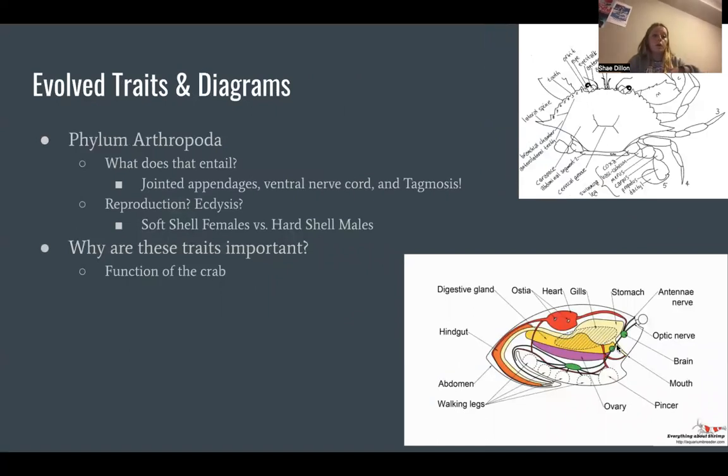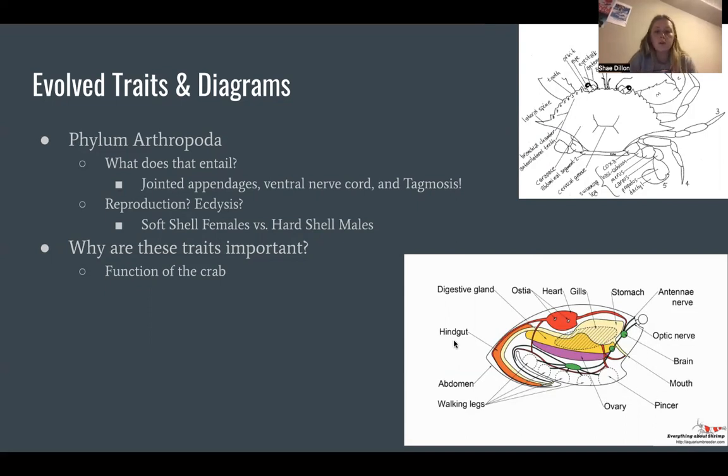They are a part of the Arthropoda, like I mentioned before, which means they have jointed appendages, which are going to be the five legs and claws pictured right here. Then they have the ventral nerve cord, which starts from all the way up here and goes all the way down. You can see it pictured in this diagram right here.